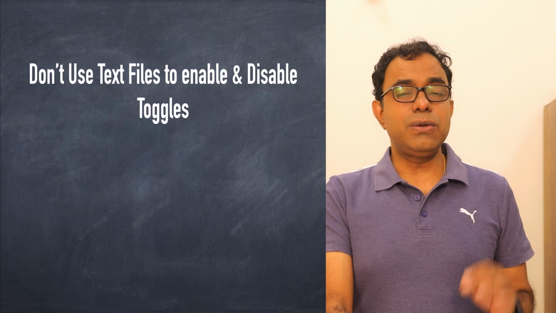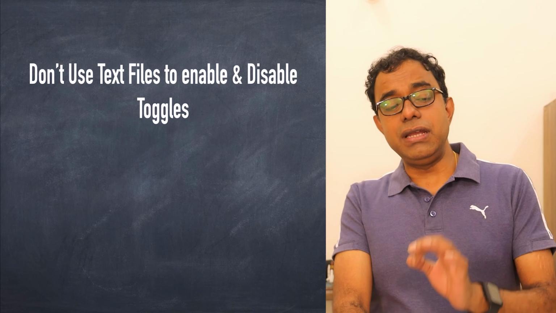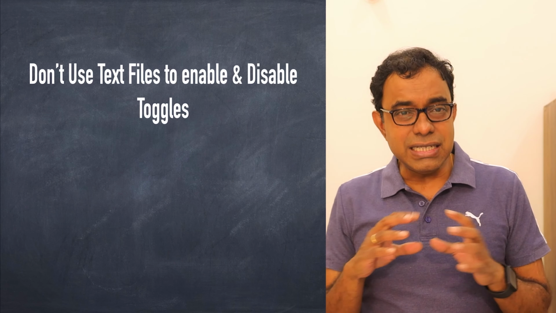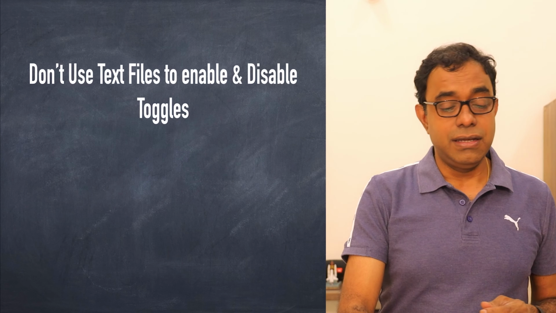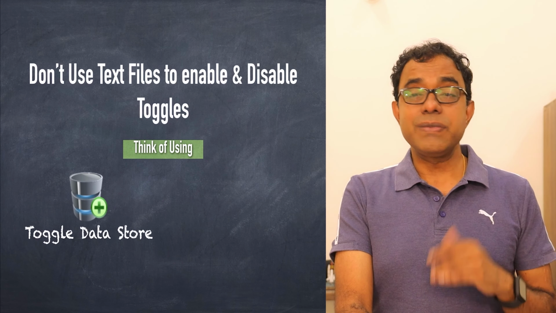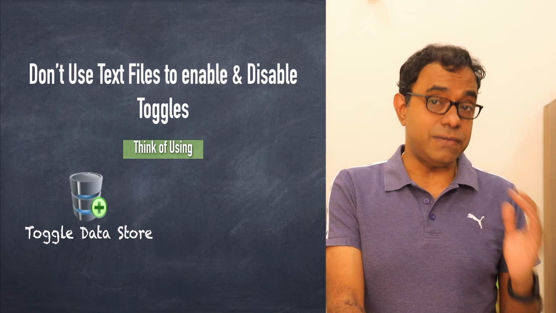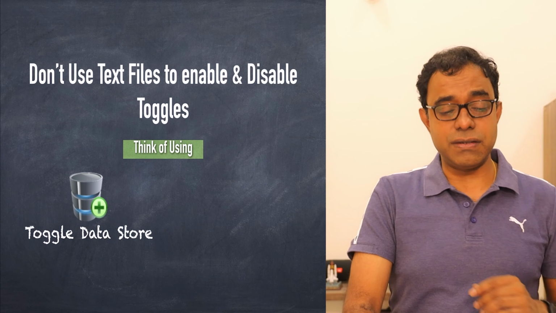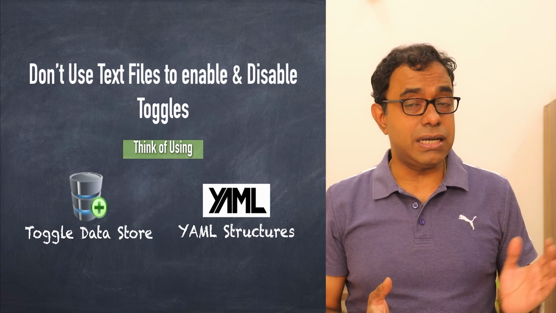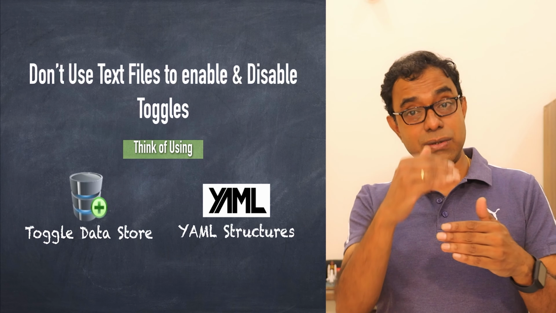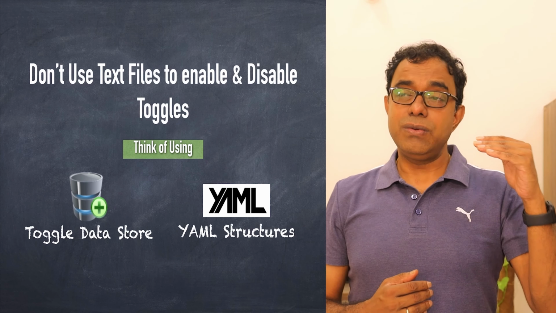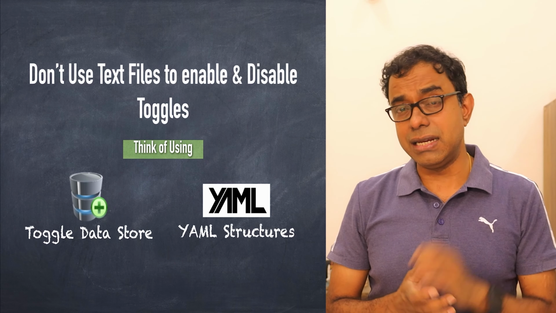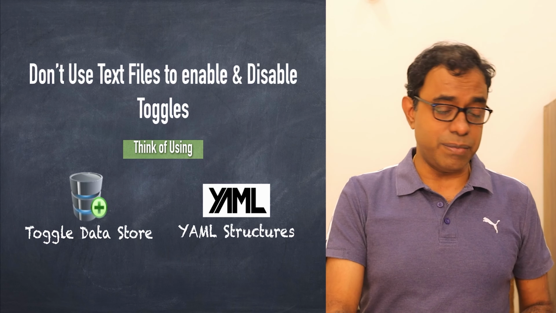And don't use text files to enable and disable toggles. People generally use config files. It is easy to get lost over there. Instead, think of using some data store which can be used for feature toggles and which can be changed and updated irrespective of the status of your software, or you can create a YAML kind of structure for feature toggles, including hierarchy, because once you create feature toggles, there will be hierarchy, and maintaining that hierarchy in a sacrosanct way is extremely important.